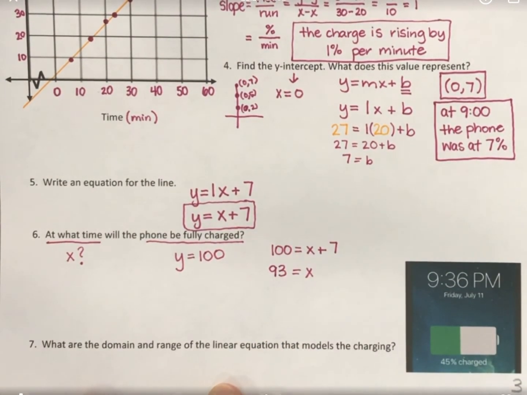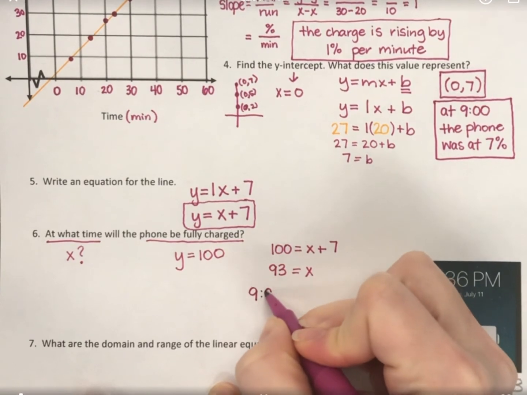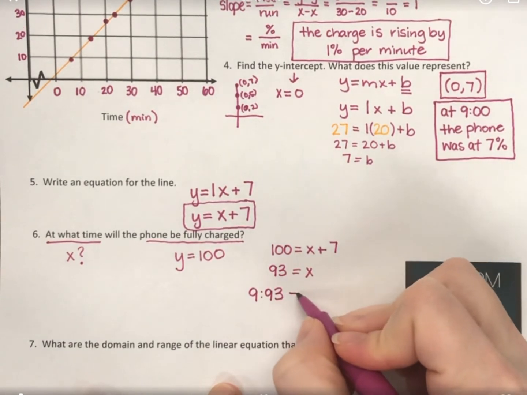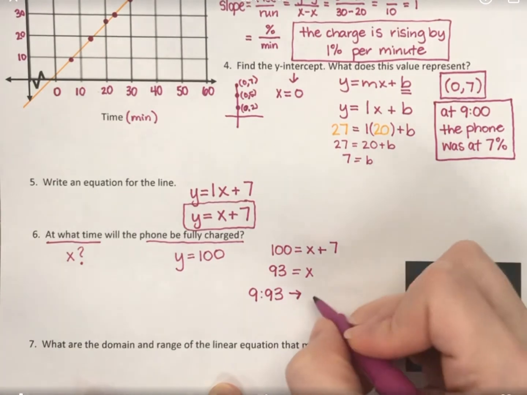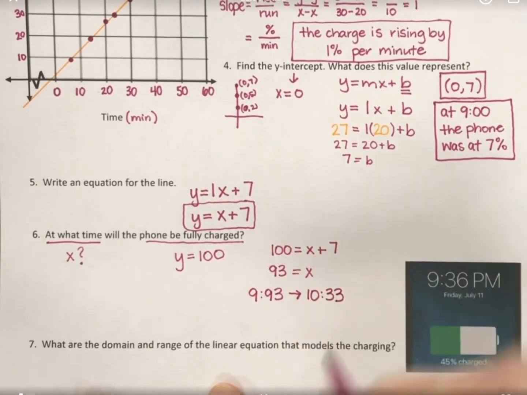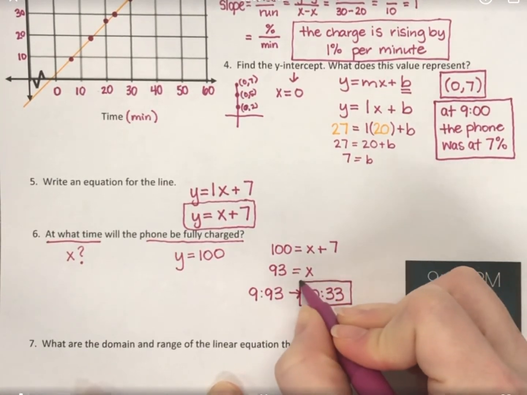And remember that x equals 42 means 9:42, so x equals 93 means 9:93. That's a little messed up. Can you tell me what time that actually is? 9:60 is 10 o'clock. So are we talking 10:33 here? So we can say that our phone should be fully charged by 10:33.